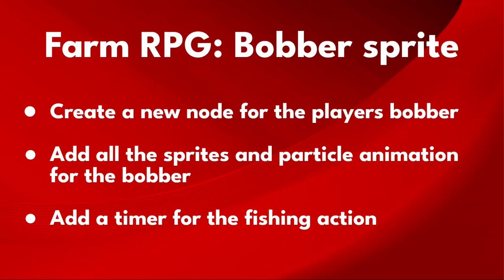In this section, we're going to go ahead and create the bobber sprite. We're going to start off creating a new node for the player's bobber. Then we're going to add all the sprites and particle animations for the bobber. Last but not least, we're also going to add a timer for the fishing action. Now let's jump right in.